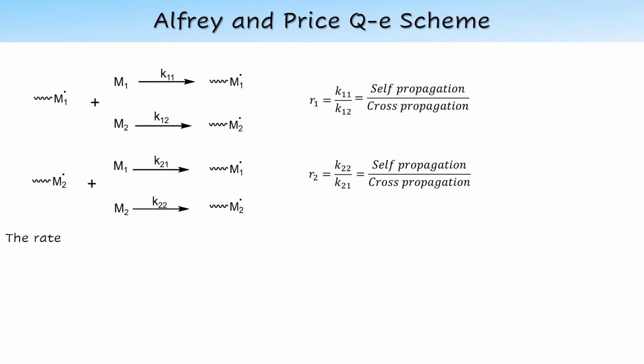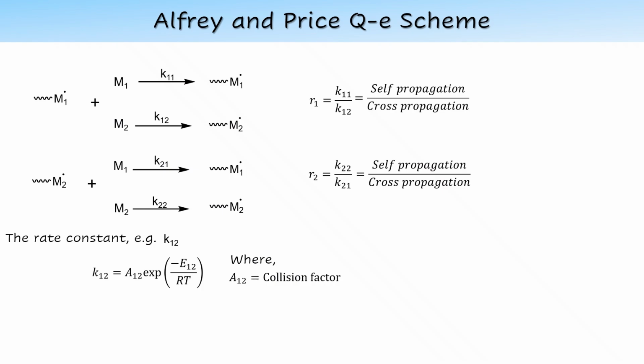To understand what controls these ratios, we look at the rate constants. Take K12 for example. From chemical kinetics, we know it follows the Arrhenius equation as shown here. Here A12 is the collision factor that describes how often the molecules meet with the right orientation, and E12 is the activation energy. Now comes the key insight.